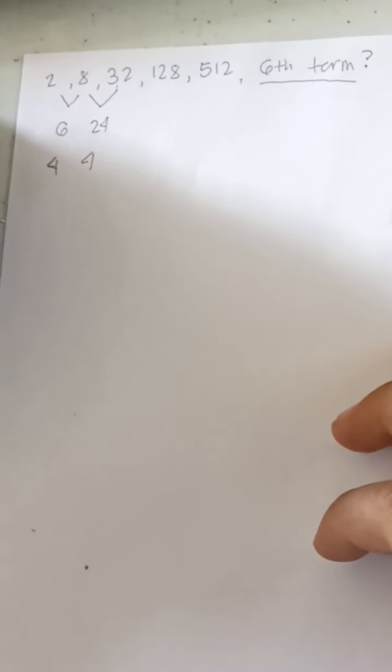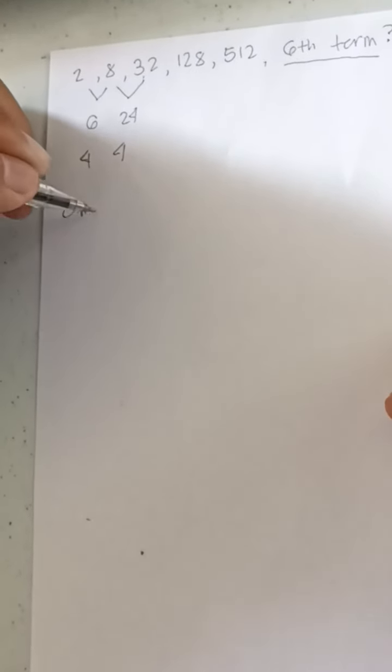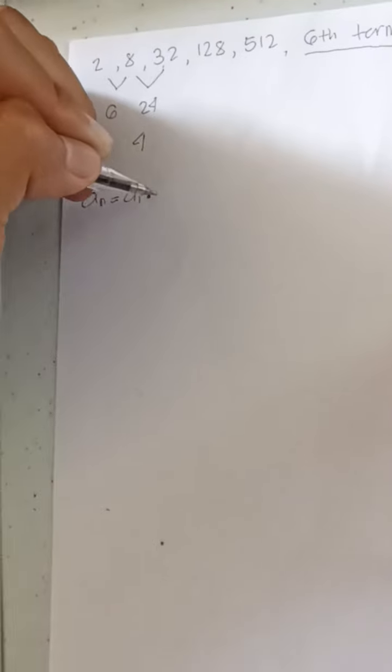There is a particular formula used in a geometric sequence. It goes like a sub n is equal to the first term multiplied by the ratio raised to the nth term subtracted by 1. Now let's substitute the variables that we have in this problem.